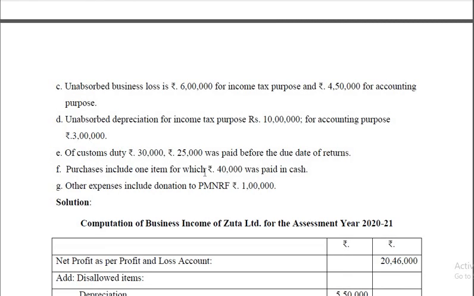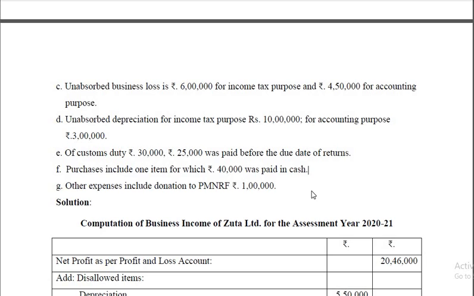Purchases include one item for which 40,000 was paid in cash. So, payment exceeding 10,000 cannot be made in cash. If it is paid in cash, that is disallowed while computing business income. So, here it is 40,000, more than 10,000 paid in cash. Therefore, the entire amount is disallowed, not just the amount above 10,000. The entire amount is disallowed while computing business income.